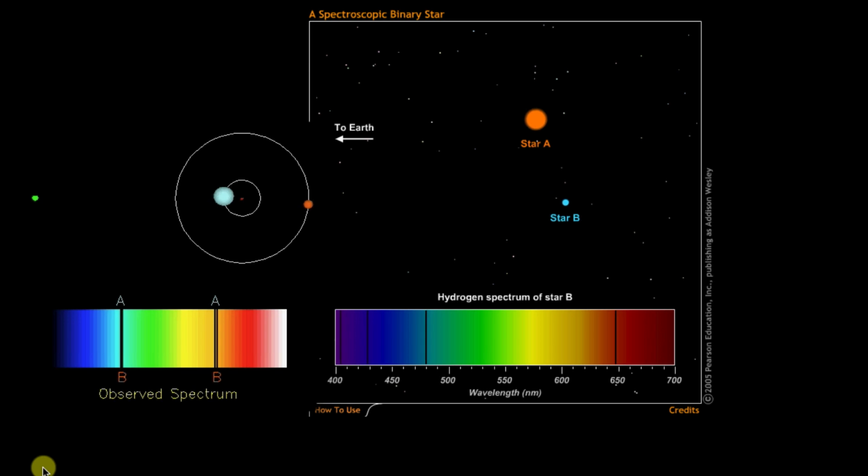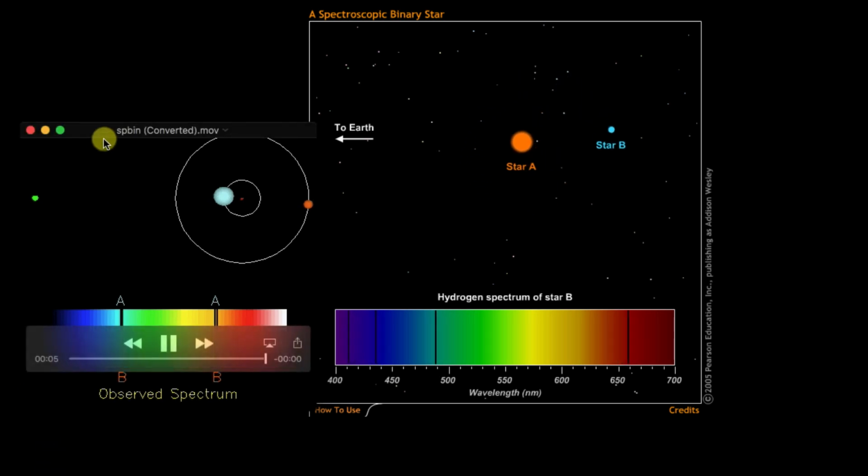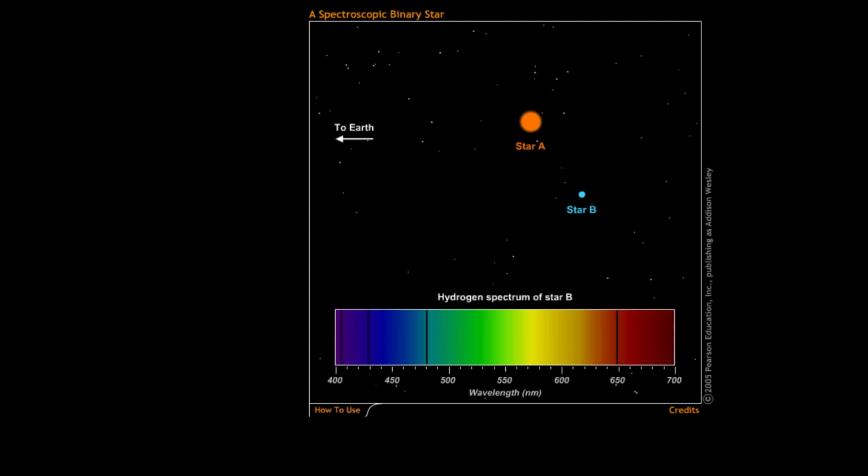So the amount of the shift, the maximum shift that you see in the spectrum, gives you the velocity of the stars toward or away from you. But the problem with the spectroscopic binaries is you don't really know how the orbit is inclined. You don't really know if the stars are orbiting edge on to the Earth.